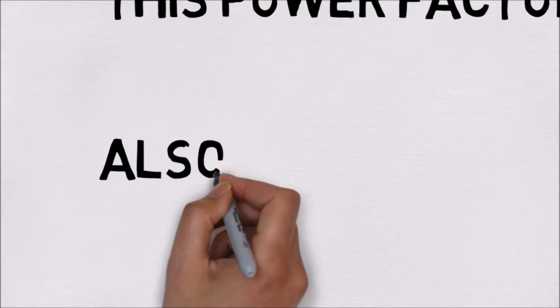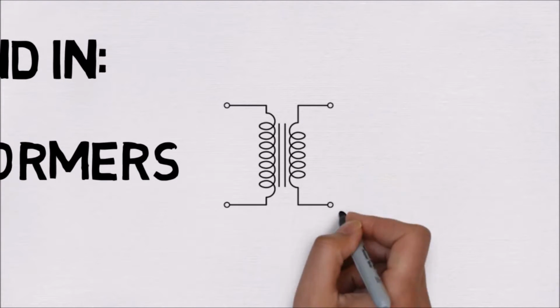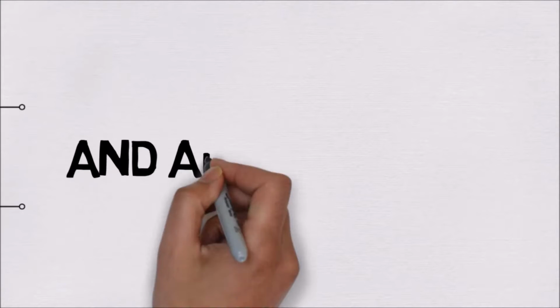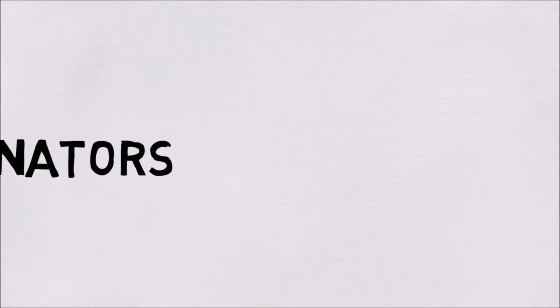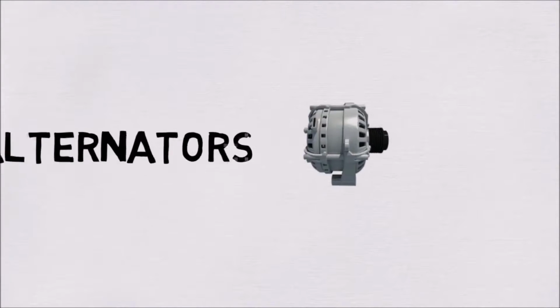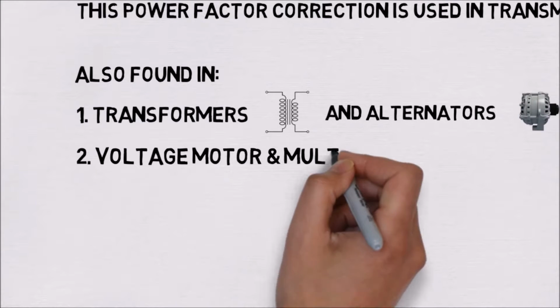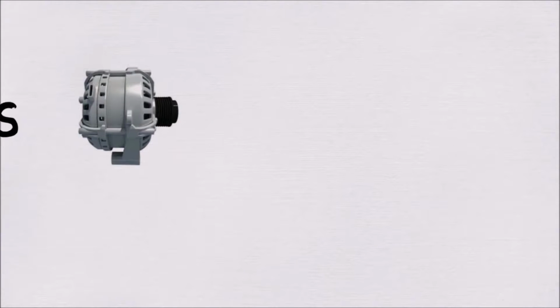In the machine, it can be found in transformers, and alternators, voltage motors and multi-speed motors, which failure to do so may result in damage to the motor.